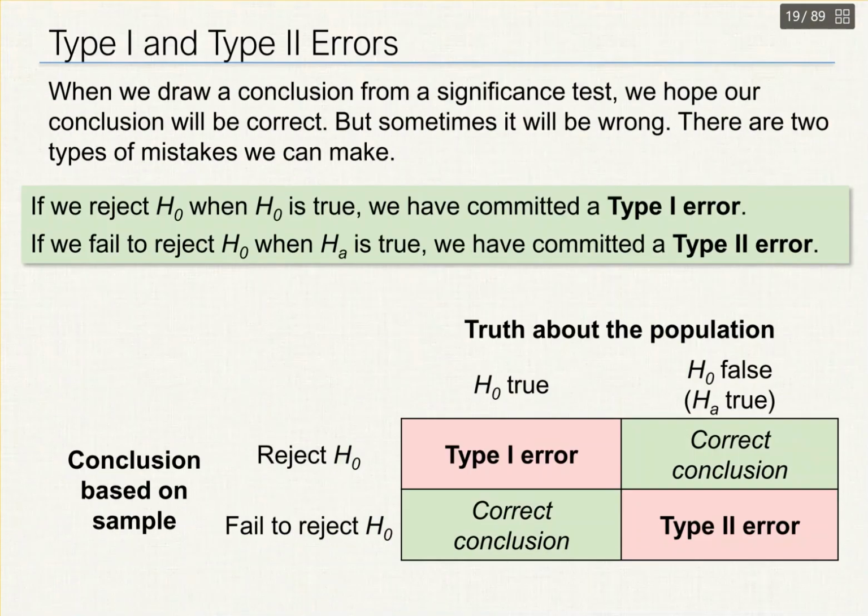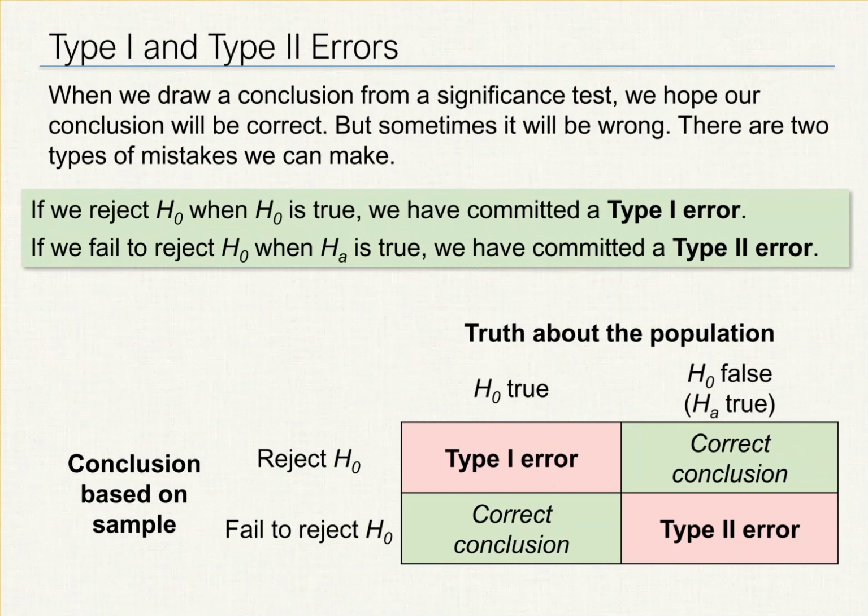All right. So type 1 and type 2 errors. These are kind of like, I don't know, false positives and false negatives, if you're familiar with those terms. When we draw a conclusion from a significance test, we hope our conclusion will be correct, but sometimes it will be wrong. There are two types of mistakes we can make. If we reject the null hypothesis when it is actually true, we have committed a type 1 error. If we fail to reject the null hypothesis when the alternative hypothesis is true, we've committed a type 2 error.